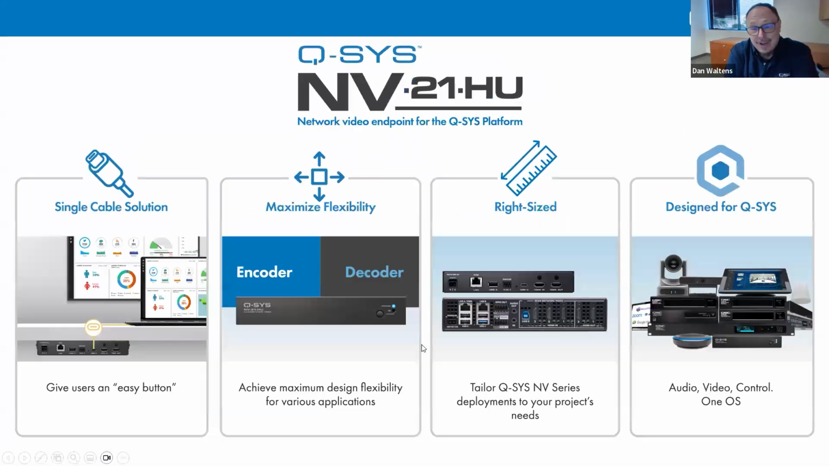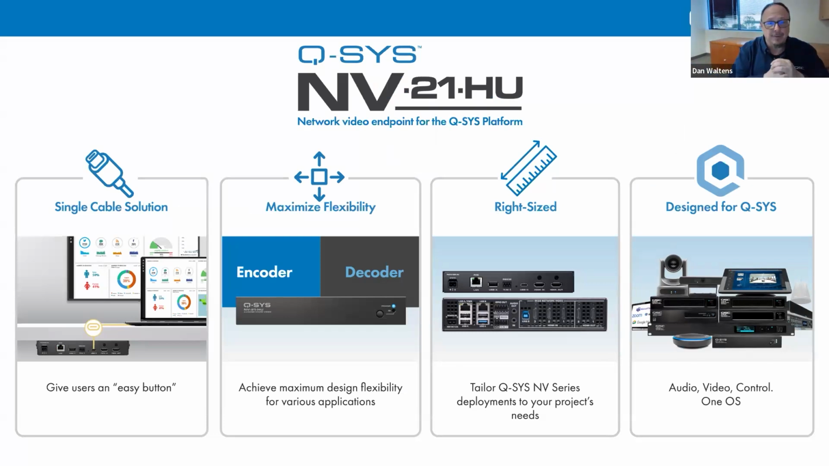Yeah, so the NV21HU, obviously, in the Q-SYS platform, we start big and we go smaller, right? We started with big processors and we went down to smaller ones. But once we figure something out, then we scale it back. So the NV21, it's a single cable. We have the opportunity to do a single cable solution on that. It also, one SKU can be defined as an encoder or a decoder.